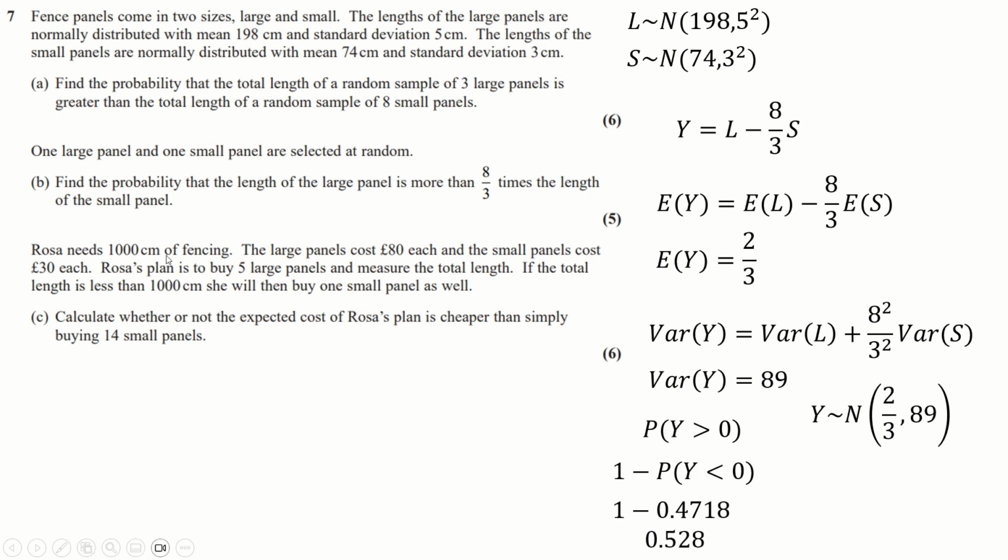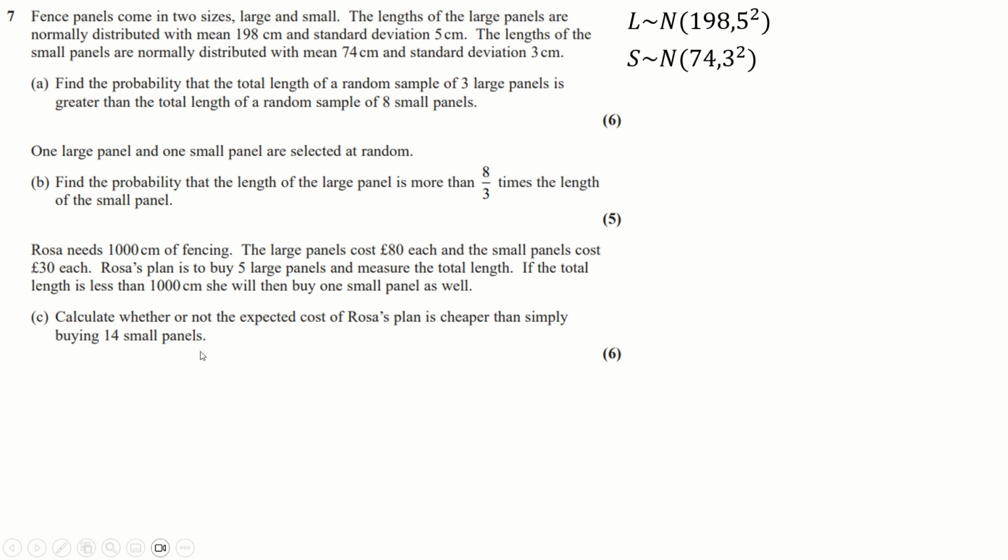Next, we need 1,000 centimeters of fencing. And essentially, she can either buy 5 large, and if they end up being a tiny bit too small, because of course, the variance, then she'll buy another small panel. Or maybe she should just buy 14 small panels and be done with it. And it's asking us which one is better. Now, buying 14 small panels just for a free mark in a further maths exam is just 14 times 30, which is this. So that's going to be our number that we'll compare to.